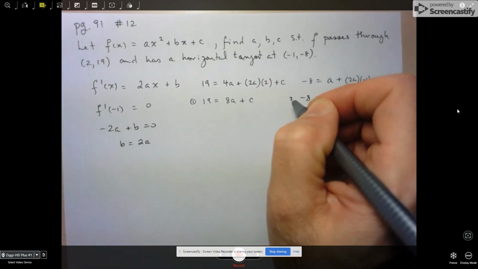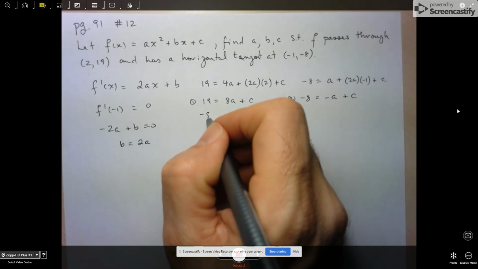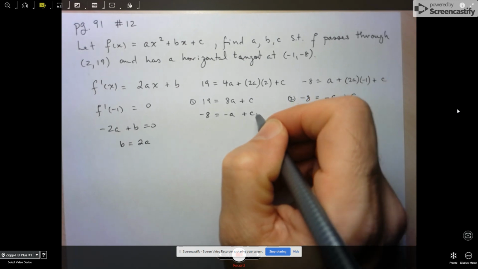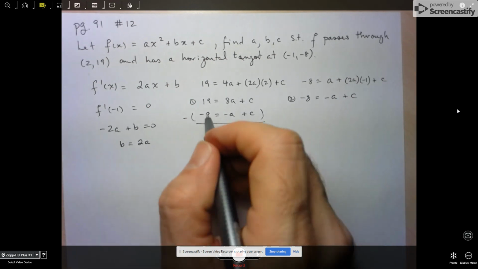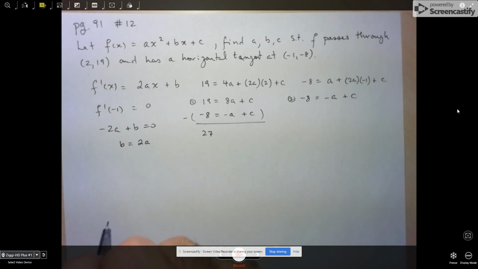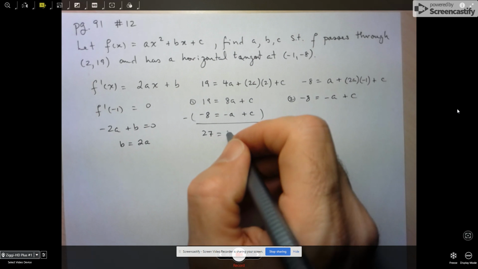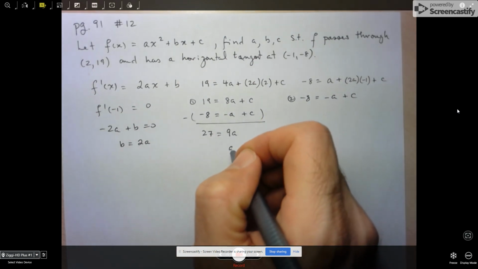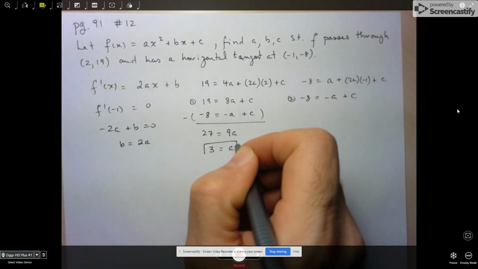So if I call these equations 1 and 2, I'm now going to solve this system. Let me bring this underneath. So -8 equals -a plus c. And let's subtract these equations in order to eliminate c. So 19, this is going to be plus 8 is 27 equals 8a minus -a. So 8a plus a is 9a. And c minus c is 0, exactly as I expected. And so now I can solve for a. I see that a is just going to be equal to 3.